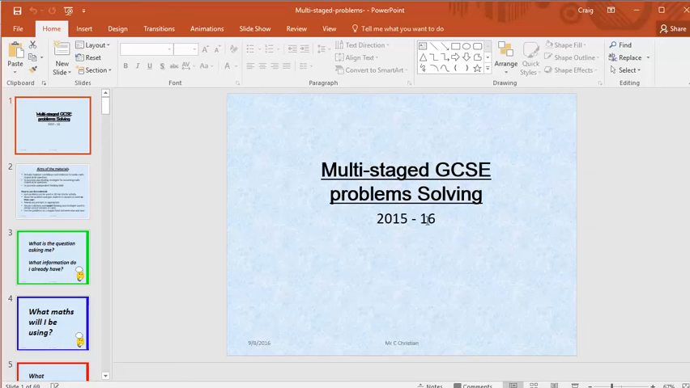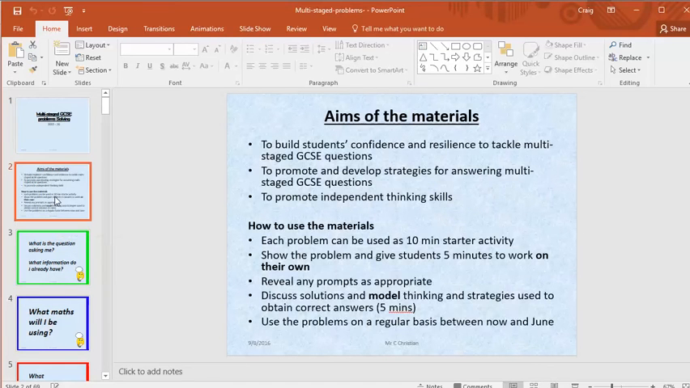Now, the first thing that may set alarm bells off is this 2015 to 16. And you might be thinking, well, wait a minute, the GCSE specifications changed. These are no longer relevant. If anything, they're more relevant than ever. All the work that I've done looking at the new specs and so on suggests to me that more and more problems are going to be unstructured, combining different areas of mathematics and so on. All of these problems are relevant, more relevant than ever, so don't worry about that.